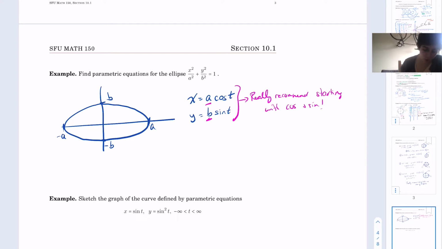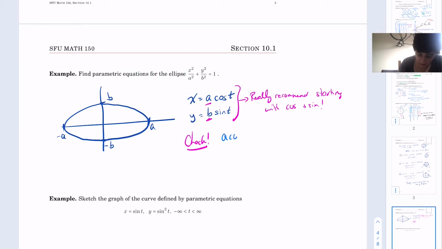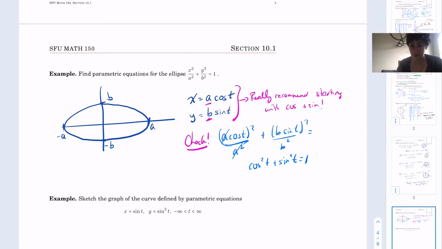Okay, we can do, well, let's figure out where this starts. Well, let's simply do a check. Let's do a check to start with, okay? Well, this becomes a cos of t all squared over a squared plus b sine of t all squared over b squared. Well, my a squareds are going to cancel, my b squareds are going to cancel, and I'm left with cos squared t plus sine squared t is equal to 1. Okay, and indeed, we're okay.